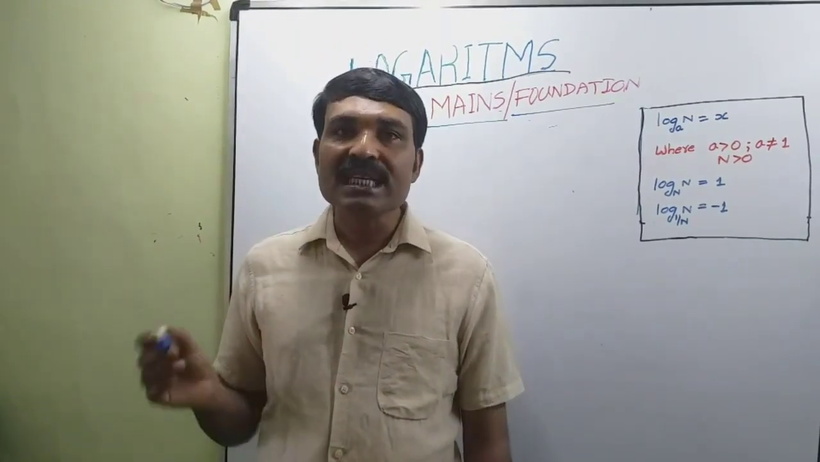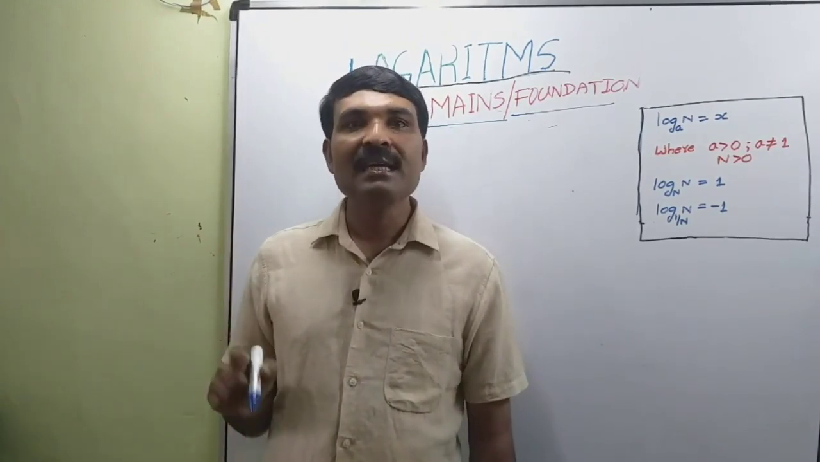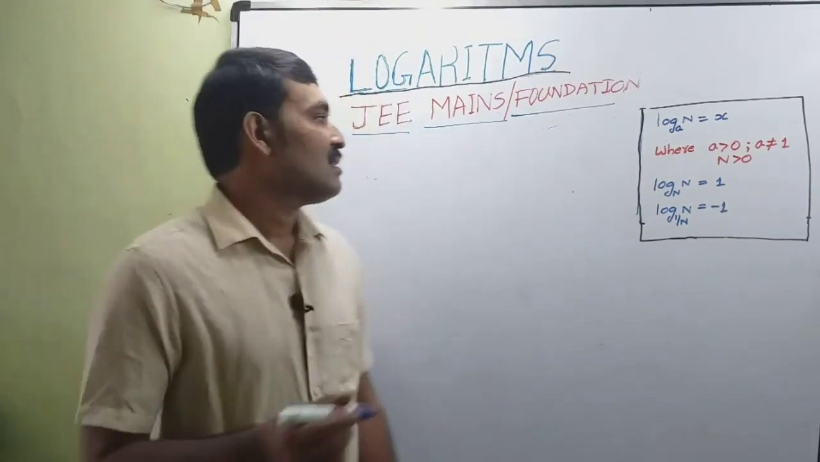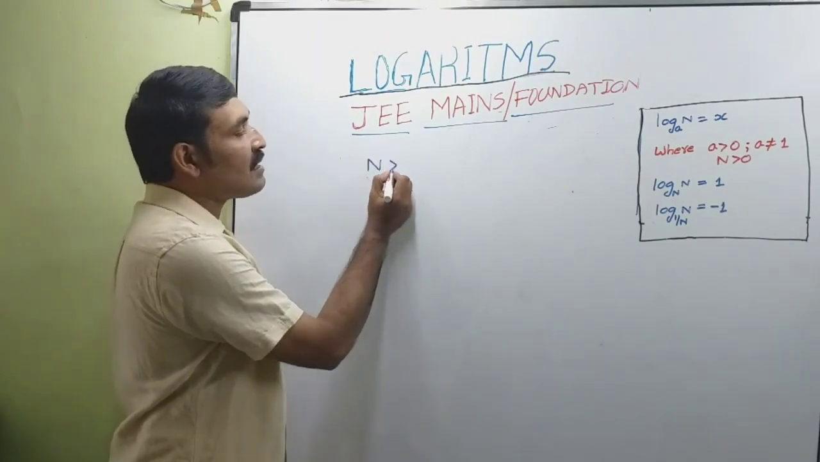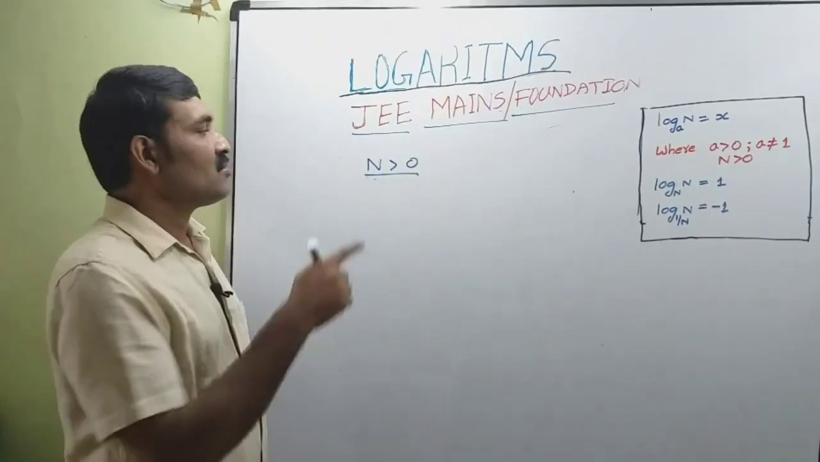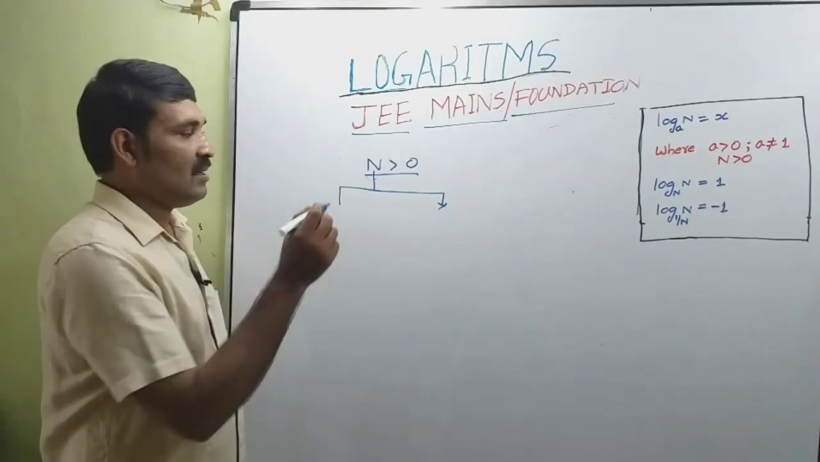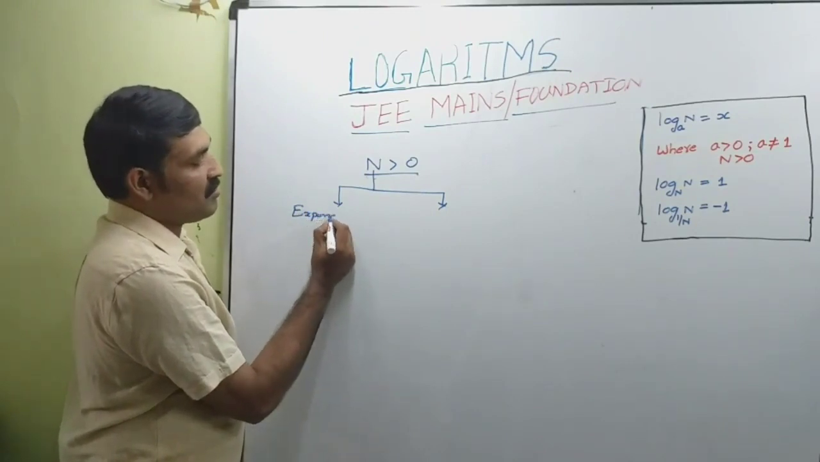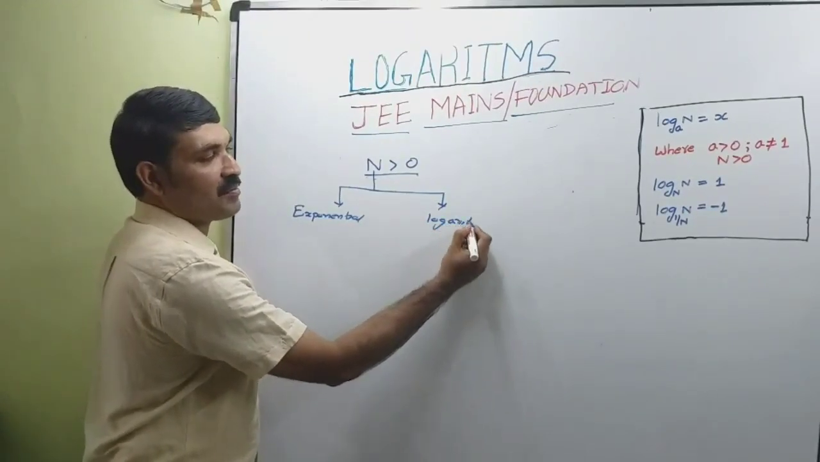Suppose n is a positive real number, then it can be expressed in two ways, either in exponential representation or in logarithmic representation. That means if we are considering a real number that is greater than 0, then only logarithm is defined. So it is a positive real number. Now, this n can be represented in two ways, either in exponential representation or in logarithmic representation.